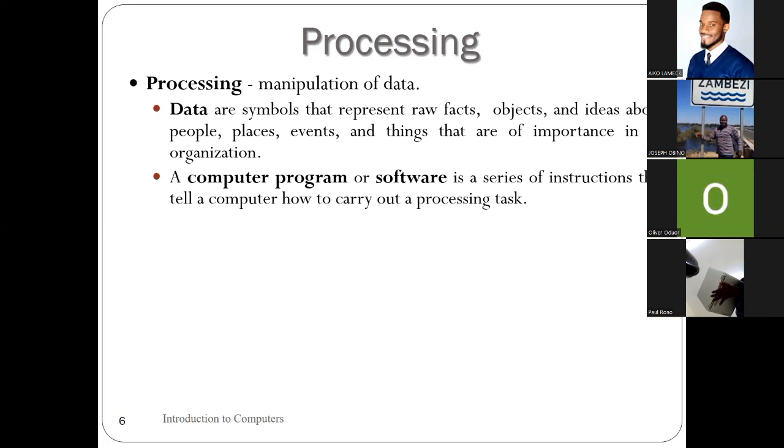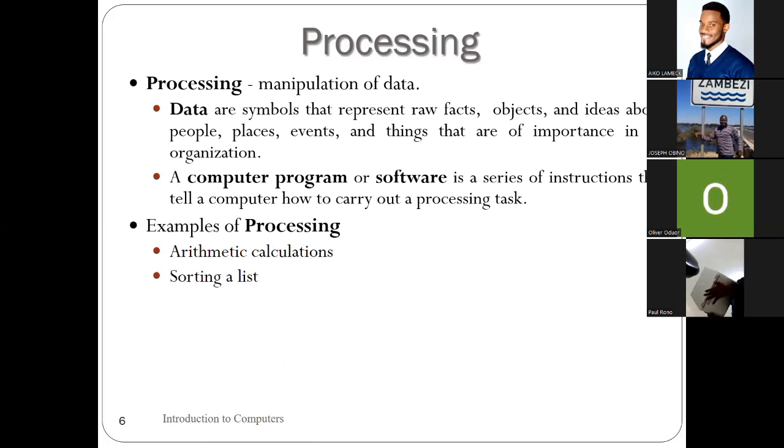So a computer program or software is a series of instructions that tell a computer how to carry out processing tasks. Examples of processing: a computer can perform arithmetic calculations. That's processing of data. Then we have sorting a list, modifying pictures, drawing graphs. Even that can be termed as processing.